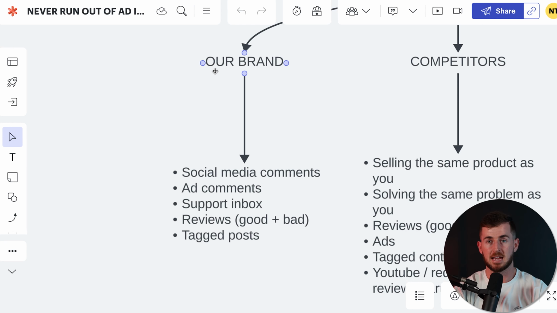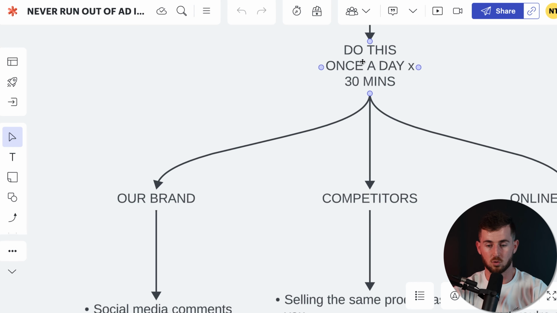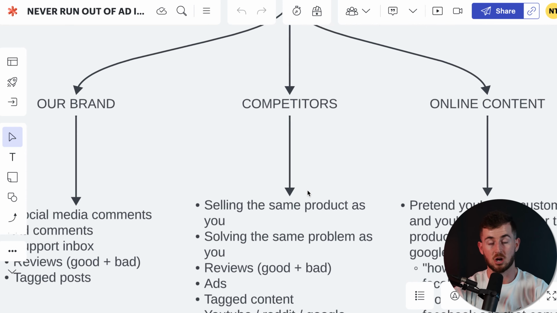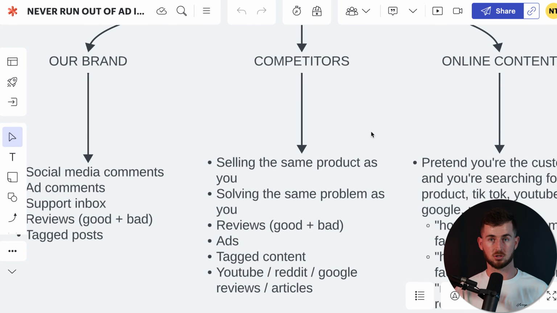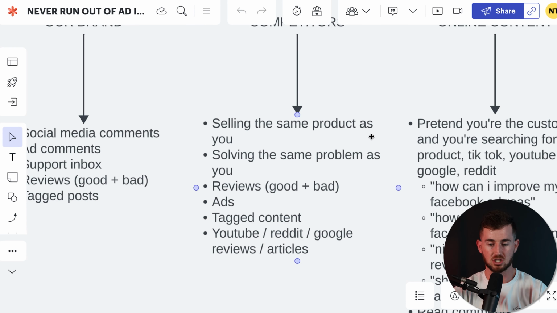So just to give you some application ideas for the research portion of the ad ideas part under our brand. Now we're going to rotate into competitors, because competitors can also give you a lot of really good information.